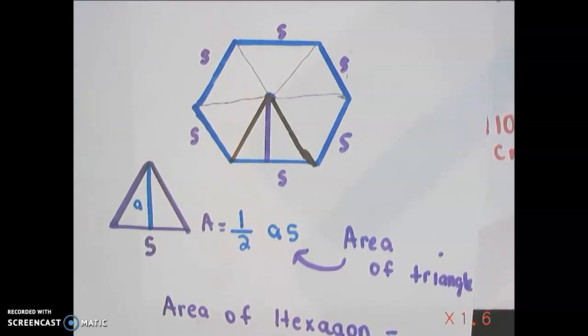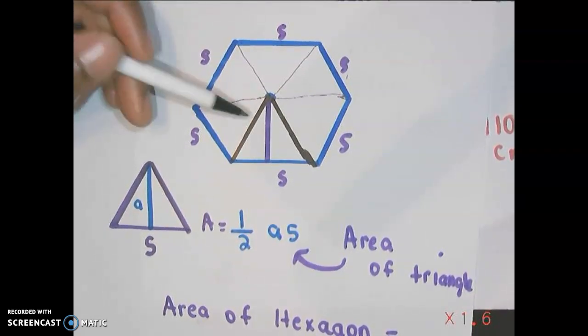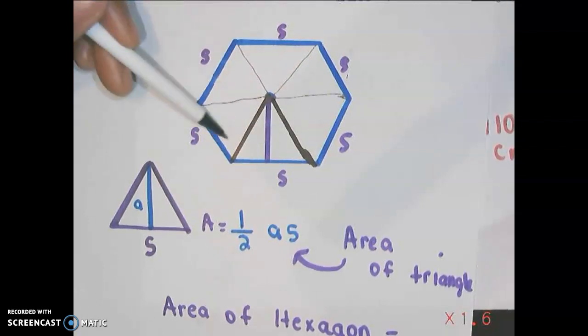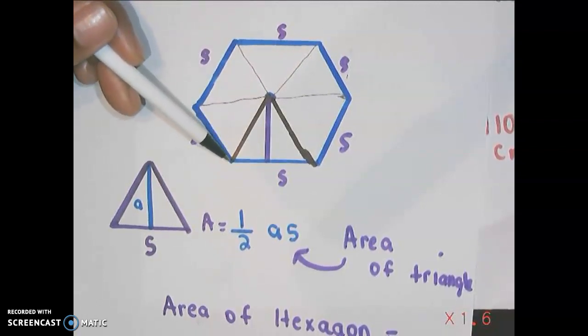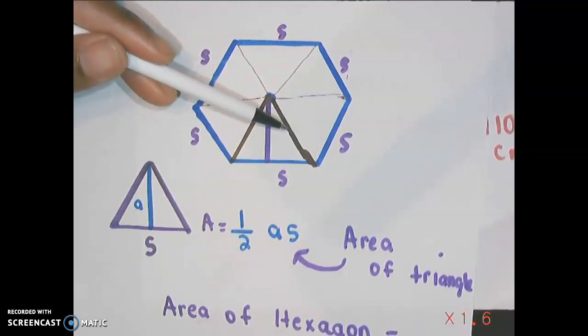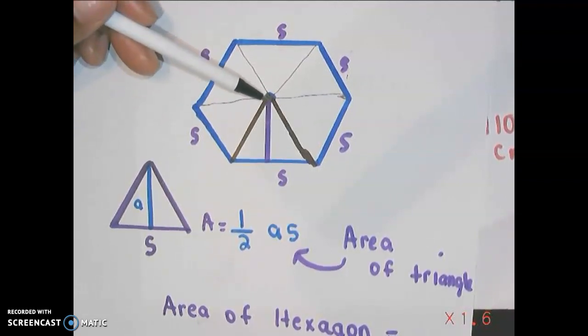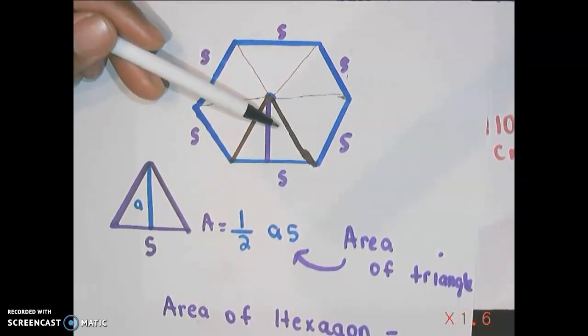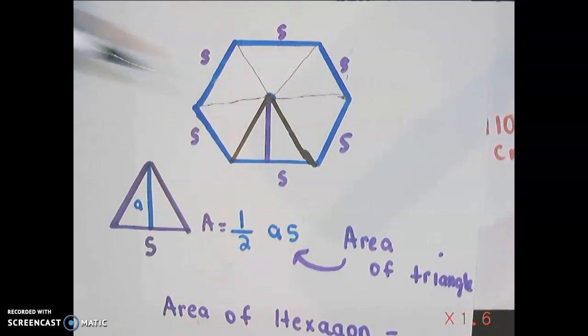And if it's 8, etc., then I should be able to get 8 triangles. So, if I wanted to find the area of the entire shape, I can find the area of just one of these triangles, because since it's a regular polygon, all of these triangles are going to have the same area, and then I can just multiply it by 6.